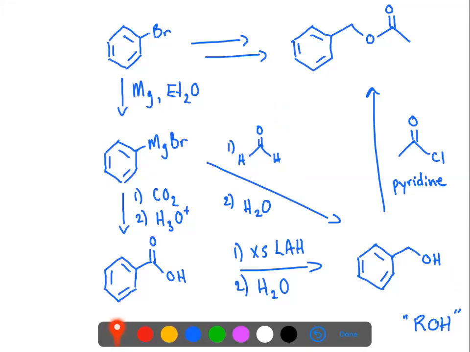So either strategy would be completely acceptable in an examination or assignment type situation. They're all very reasonable pathways to the formation of the alcohol. By no means are these the only ways in which you could carry out this particular synthesis, but these are two viable methods.